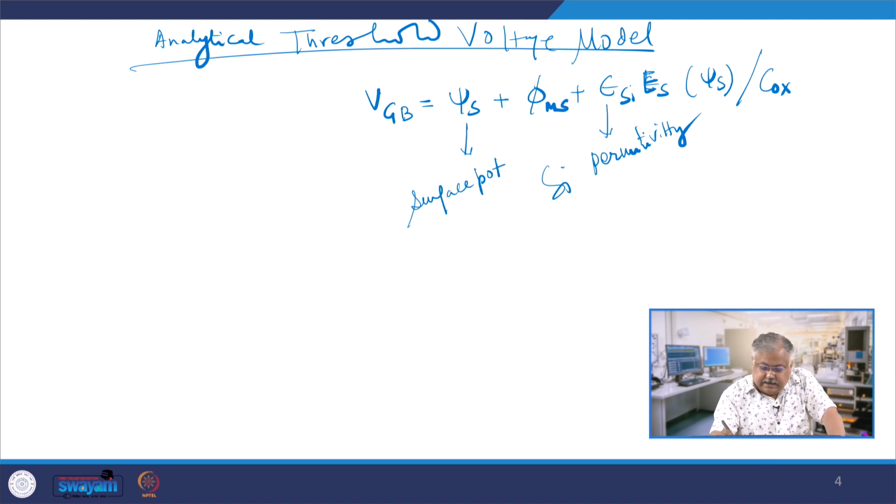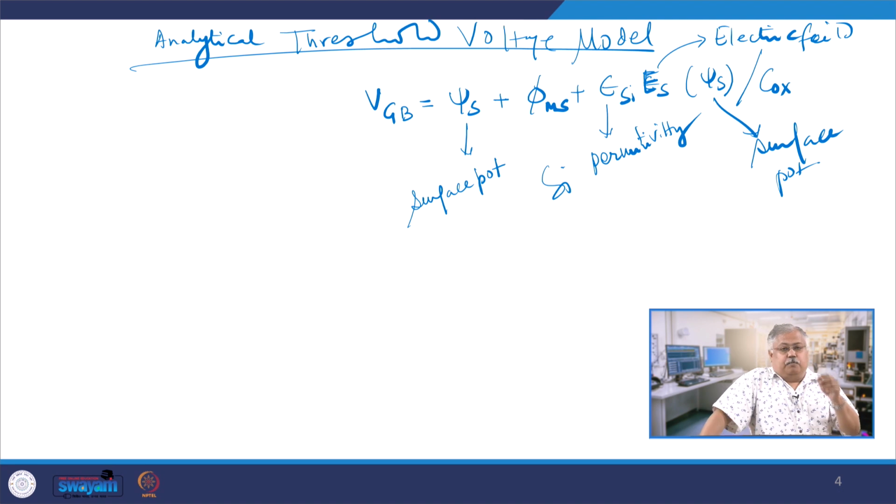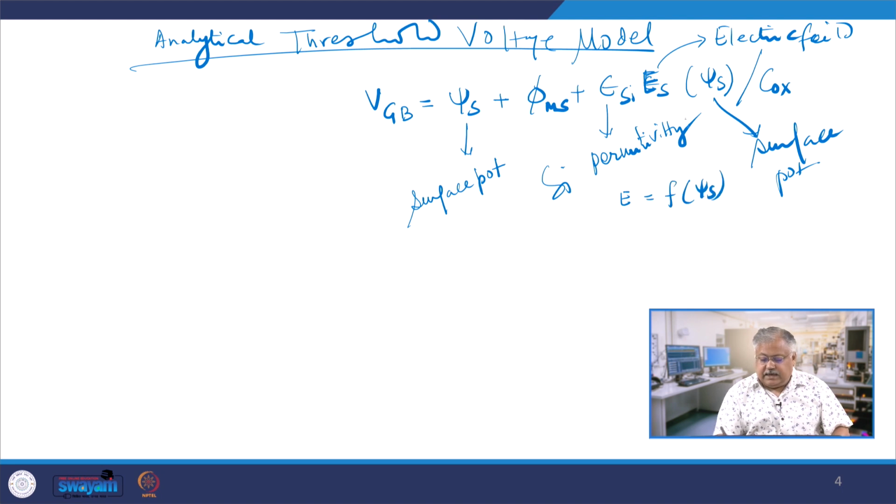And Es is basically my electric field. Let me write it as Es, it is easier to explain. This electric field will depend upon the surface potential. What is the surface potential? Surface potential is nothing but the potential at the silicon dioxide interface, and it varies as you move from source to drain. Since surface potential varies from source to drain, the electric field is obviously a function of psi s, and that is the reason I am writing epsilon silicon into Es by Cox, that gives you the potential. Psi s is the surface potential in this case.